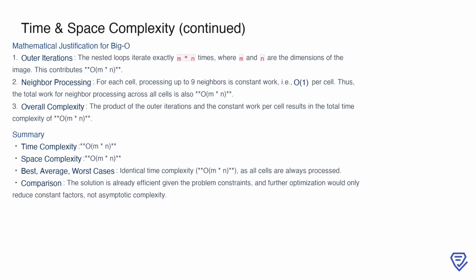Finally, let's summarize the mathematical justification for the big O analysis. The outer nested loops iterate exactly m*n times, contributing O(m*n) to the total complexity.